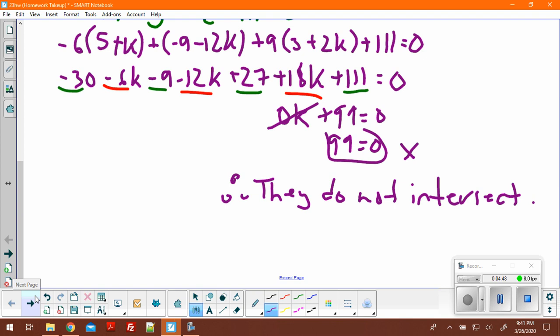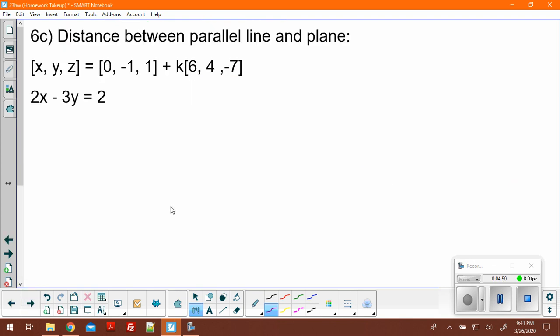All right, next one. 6c, determine the distance between the parallel line and the plane. Our line was 0, -1, 1, plus k 6, 4, -7. And here's the equation of the plane here. Now, you might be looking at this saying, hold on a second, is that really a plane? Because I just have x and y. Yes, even though z is missing, it's still the equation of the plane they gave us, so we'll have to use it the way it's here.